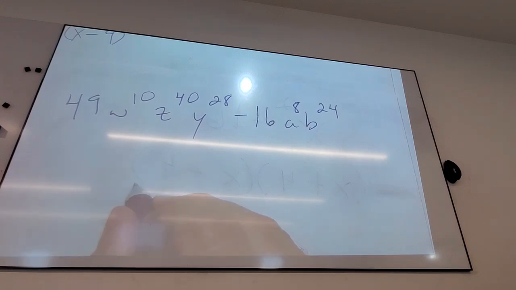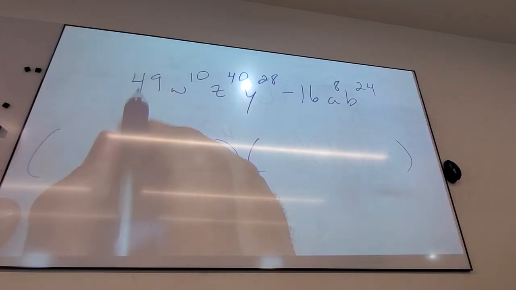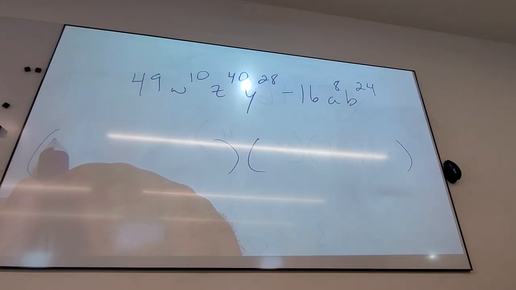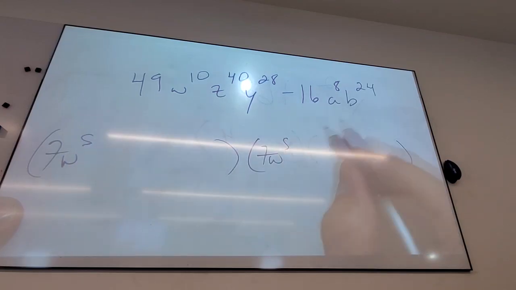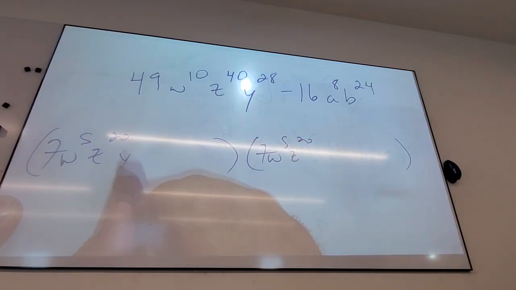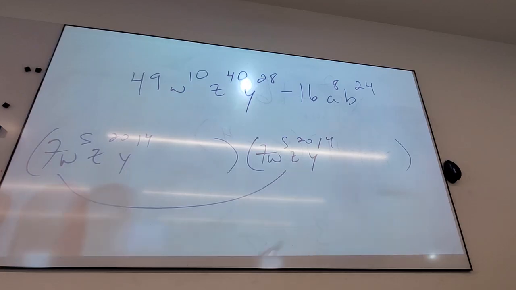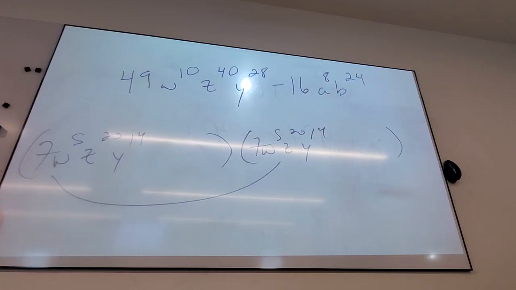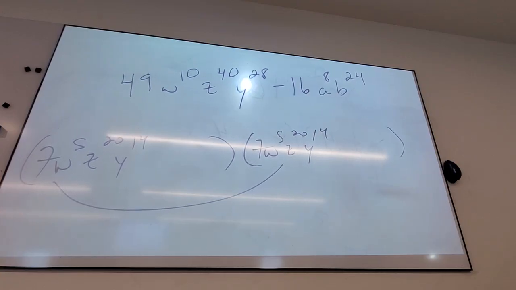Can you cut everything in half for me? 49 is 7, 7. W to the 10th is w to the 5th, w to the 5th. Z to the 40th is z to the 20th, z to the 20th. Y to the 28th is y to the 14th, y to the 14th. When I say cut it in half, I mean multiplicatively, yes? If you multiply these together, add the powers, and you get all this stuff. Was that hard? No. Did it look like it was supposed to be hard? Hell yeah. I need you to see the difference. So many times students give up when it wasn't a lot of work. It just had a lot of parts.